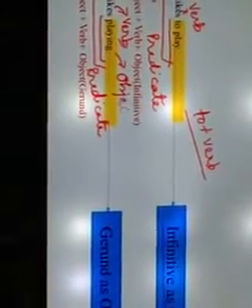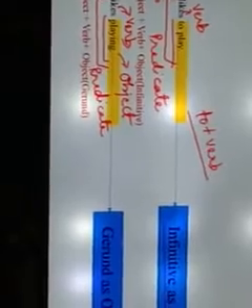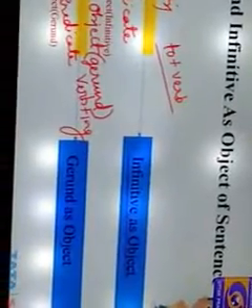What is playing here? Playing is the object of this sentence. And the object is in the form of gerund, verb plus ing. So this way you have seen infinitive and gerund can also be used as object of a sentence.